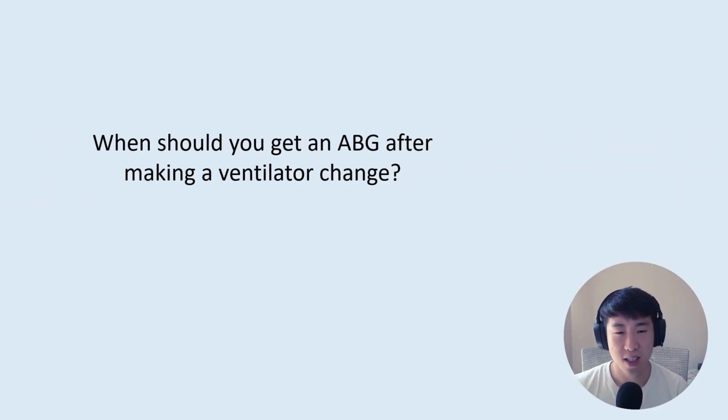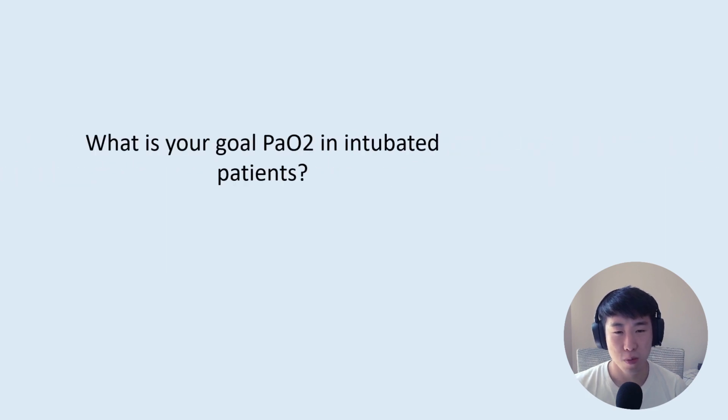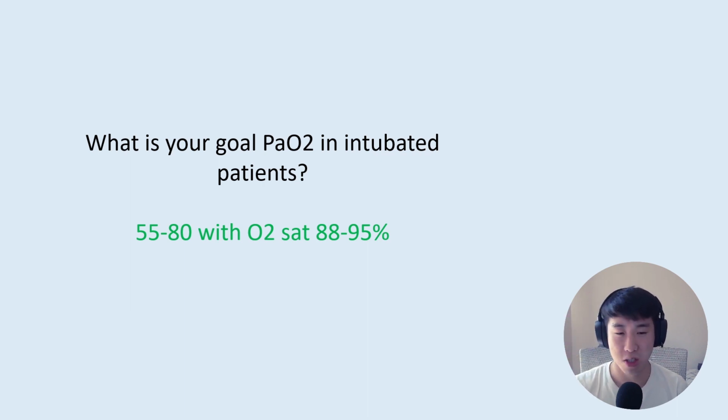So the first thing is, when should you get an ABG after making a ventilator change? That would be around 30 minutes later, so you can see the effect of the changes you made on how the patient is doing. What is your goal PaO2 in intubated patients? It would be above 55 basically, or anywhere from 55 to 80. I'm sure you all remember that oxygen dissociation curve, with an ideal O2 sat of 88 to 95%.